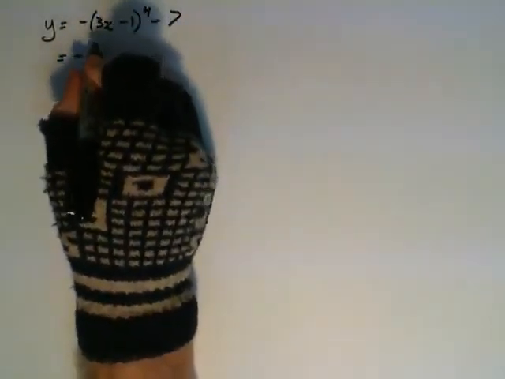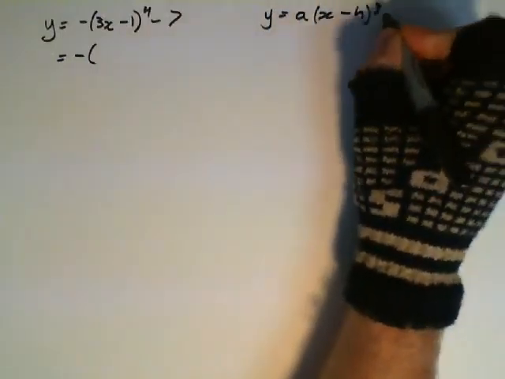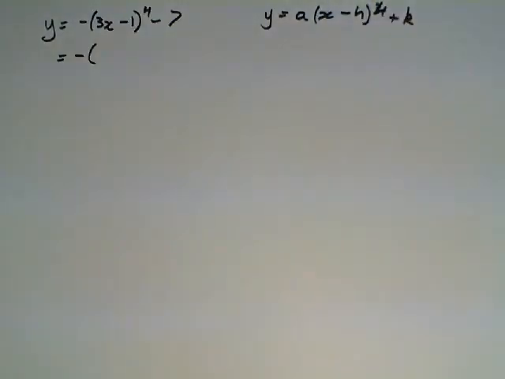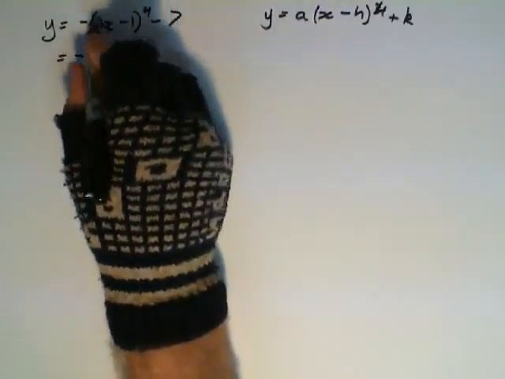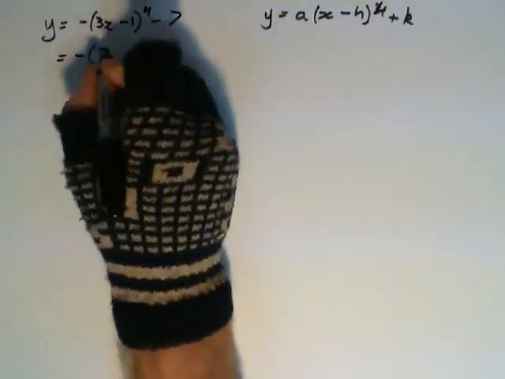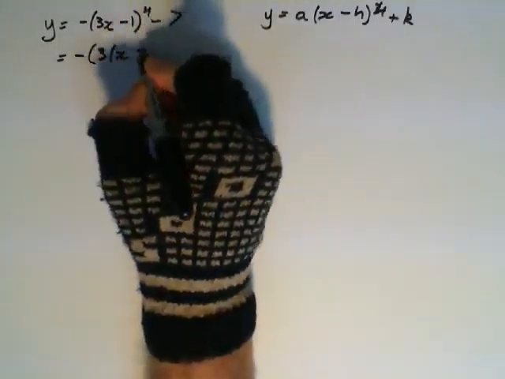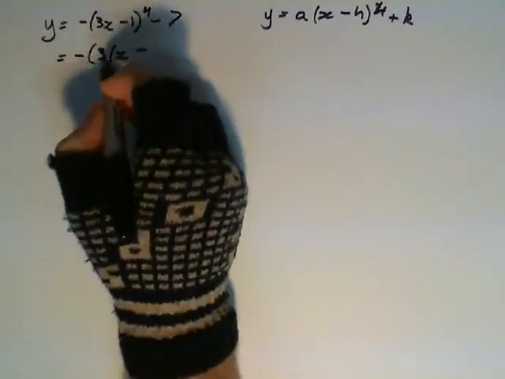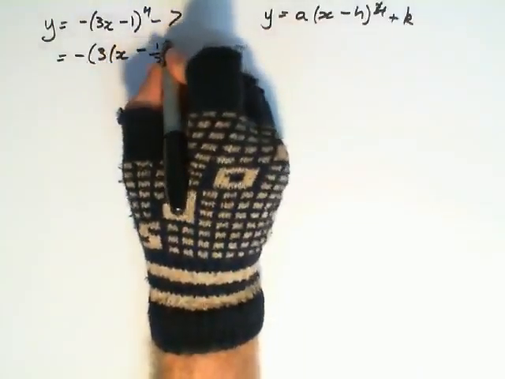That causes problems because we need something that looks like a x take h to the 4, take k, plus k. So we want x by itself. So to start with, I need to take the 3 out. If I take that 3 out, I'm going to be left with an x here. Now, 3 times what gives me -1, and that's going to be 1/3.